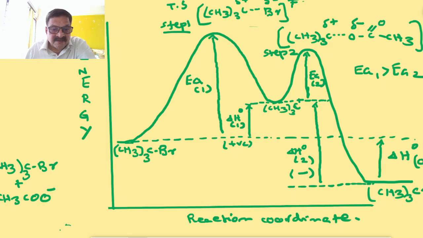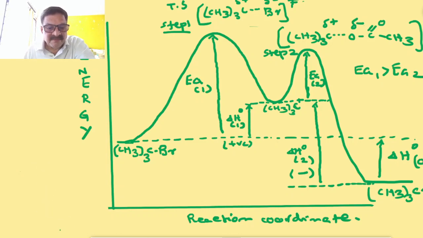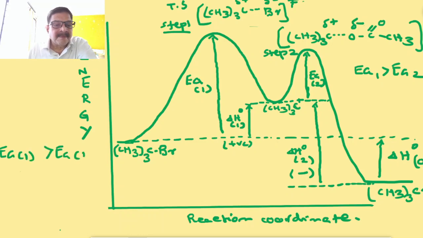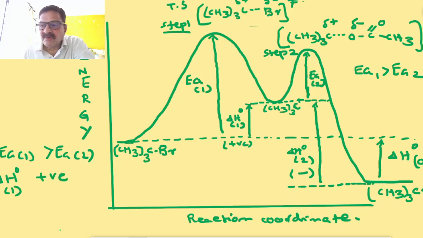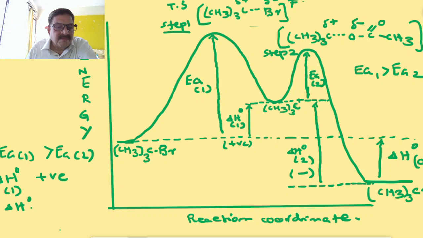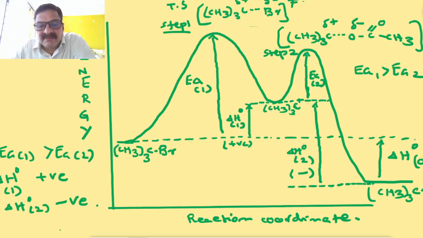I will write all these important points here. When you are drawing this energy diagram, EA1 is greater than EA2. First point: the energy of activation for step 1 is higher than the energy of activation for step 2. Now delta H1 is an endothermic reaction, that is positive. The value is positive. Delta H1 is positive. Now delta H2 is the energy difference between the energy of the carbocation, we can say the reactant as far as this step is concerned.